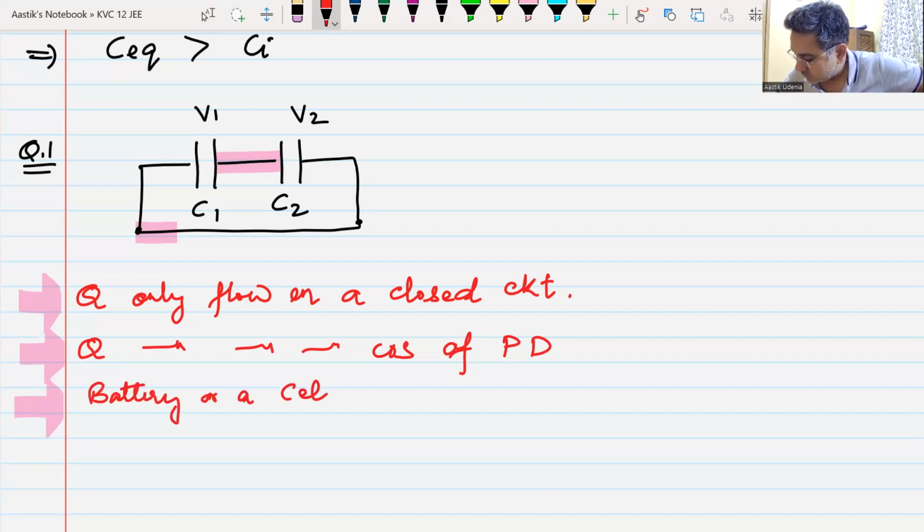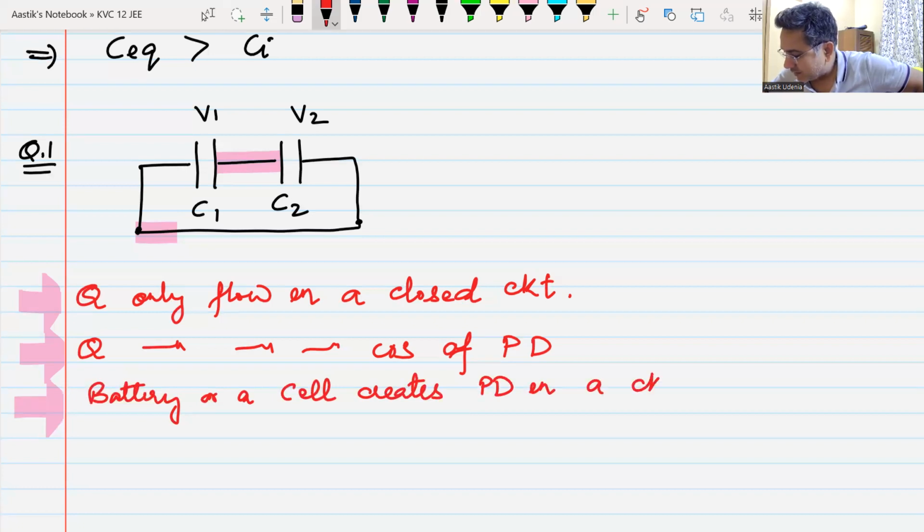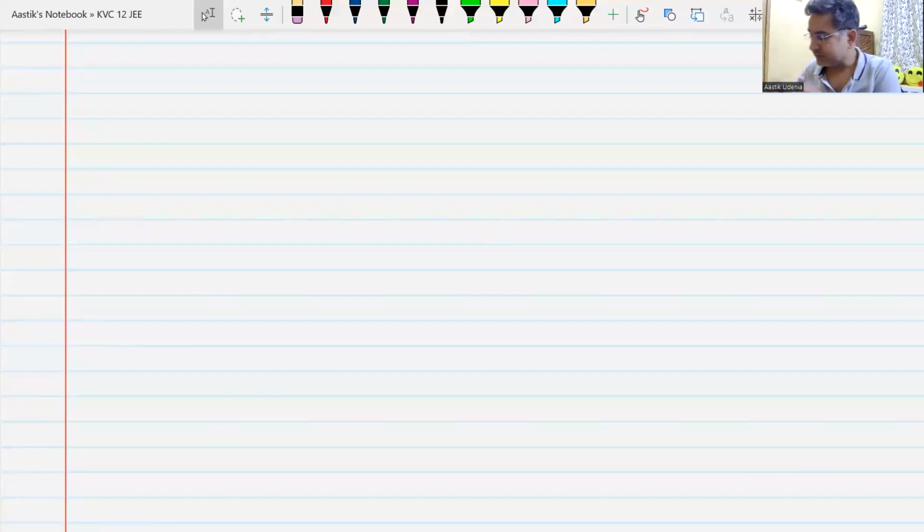A battery or a cell creates potential difference in a circuit. Without a battery or a cell, unless there is some other source, you cannot have charges flowing in a circuit. Do we understand this? Yes or no? You understand this? Yes, sir. So the next heading is battery or cell.